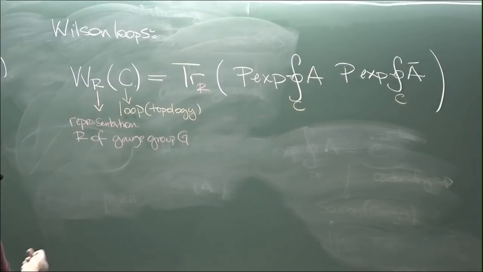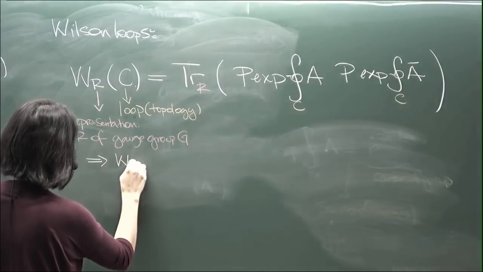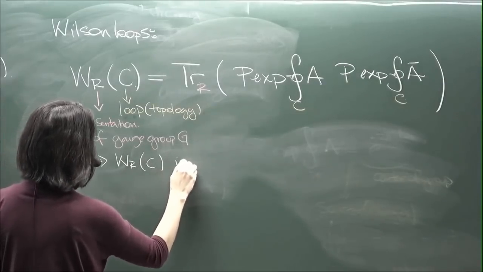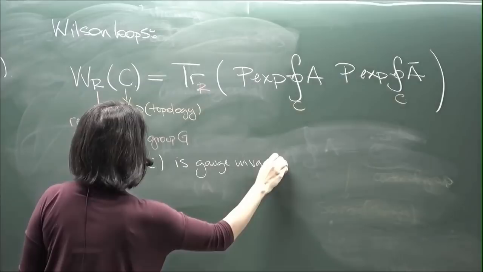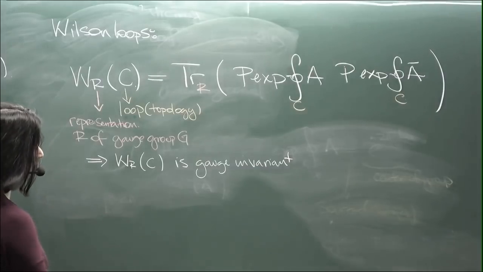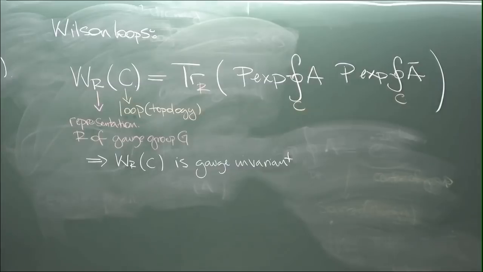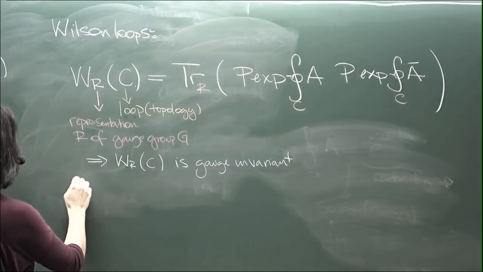But the nice thing about this observable is that it is gauge invariant, okay? The trace basically removes any gauge redundancy, after you exponentiate the connections. Well, gauge invariant under small gauge transformations. If you have large gauge transformations, then the Wilson line tells you about the different elements of the group.